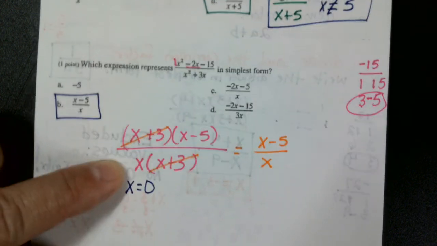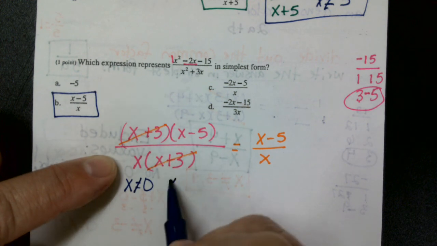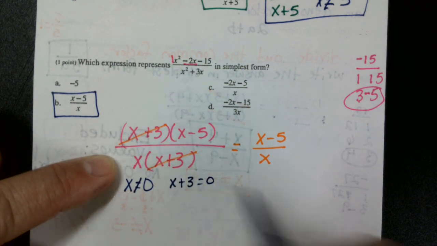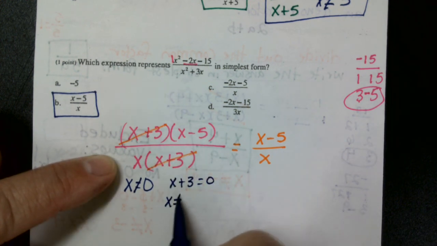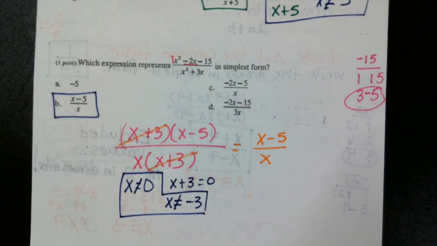And my excluded values, this one tends to get forgotten, but you have to set each factor equal to 0. So the rule is x cannot be 0. And if we set this factor equal to 0, x cannot be negative 3. So these are my excluded values.